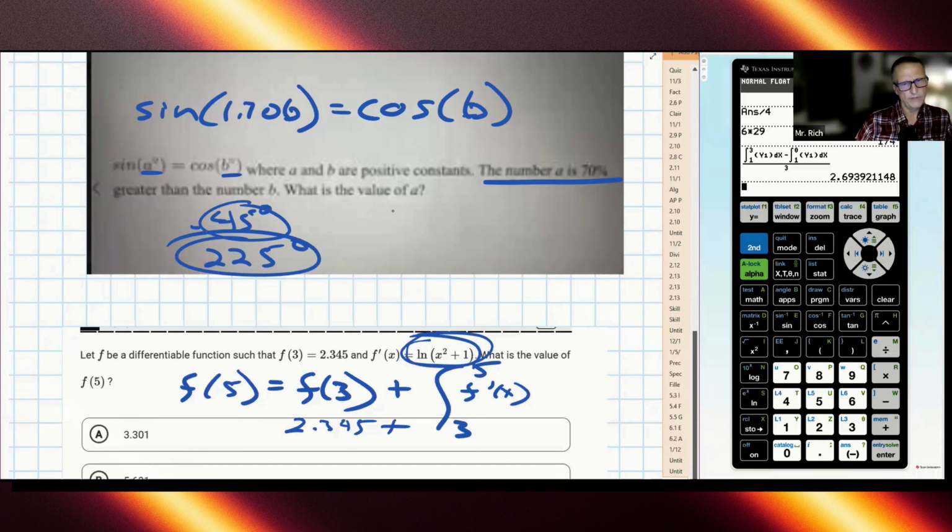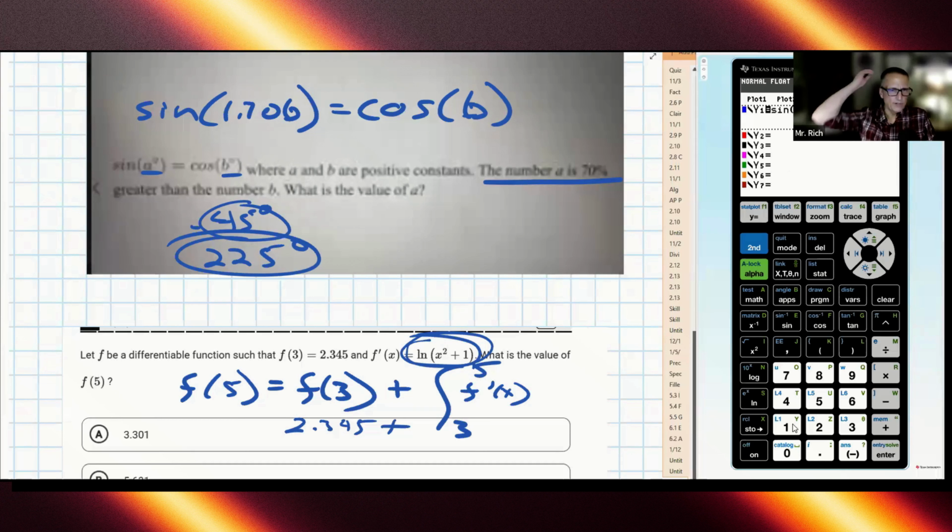A is 70% greater than the number B. What is A? Sine of A is equal to cosine of B. Yeah, I don't know. My thought was to graph those two functions that I created up there, but that doesn't make sense because I would have to be graphing these in radians and not degrees. So sine of 45 is equal to cosine of 45. But that doesn't make any sense.